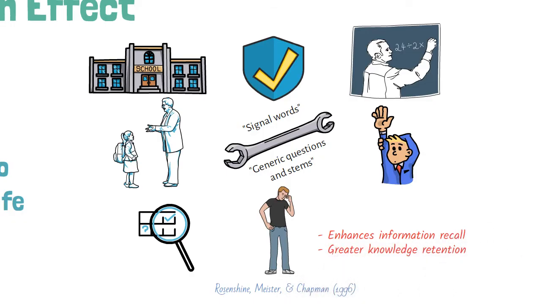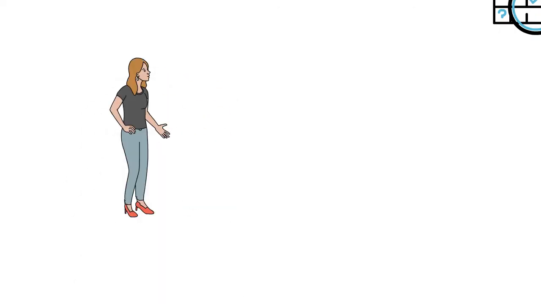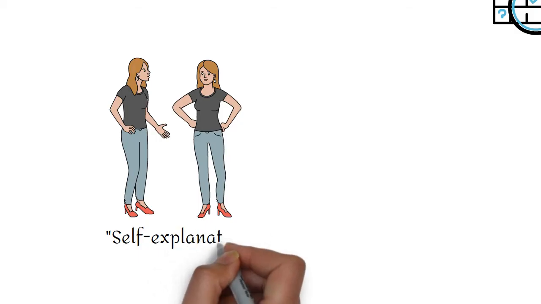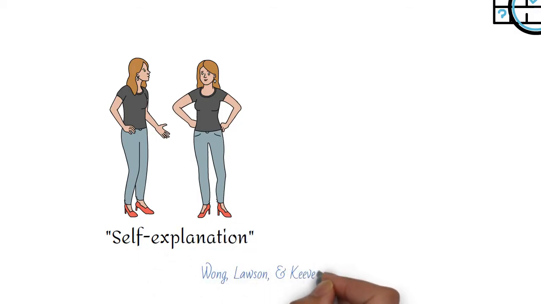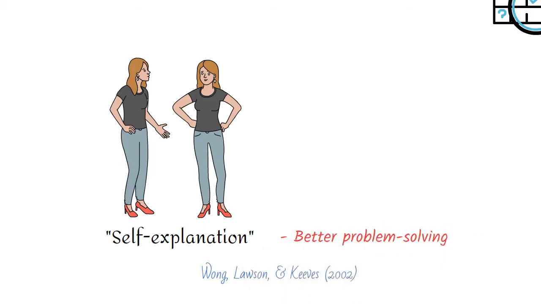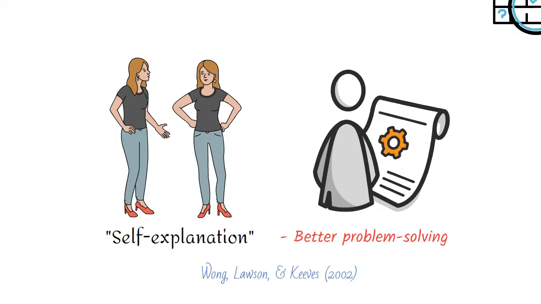When generating questions, students can also engage in self-explanation. Self-explanation involves relying on prompts to come up with a solution, and explaining the solution to themselves. A study conducted by Wong, Lawson, and Keeves in 2002 found students who underwent self-explanation training performed significantly better on measures of problem solving as compared to a control group. Therefore, training is effective in teaching learners how to utilize the generation effect.